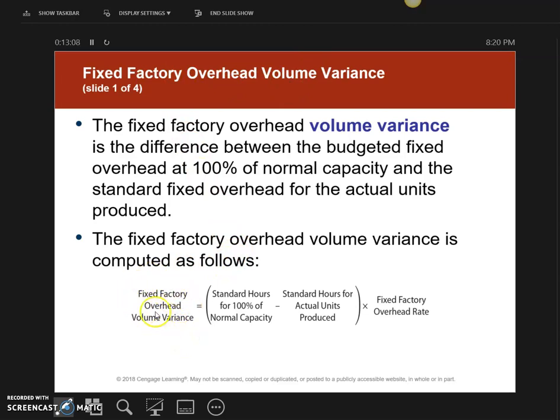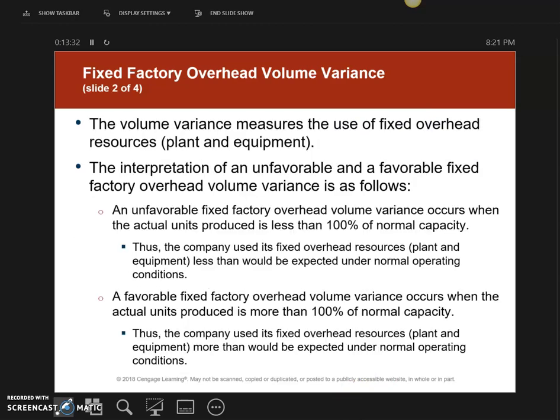So the fixed factory overhead volume variance is, and pay attention to the parentheses: standard hours for 100% of normal capacity minus standard hours for actual units produced, times my fixed factory overhead rate. So this is the formula to calculate the fixed.